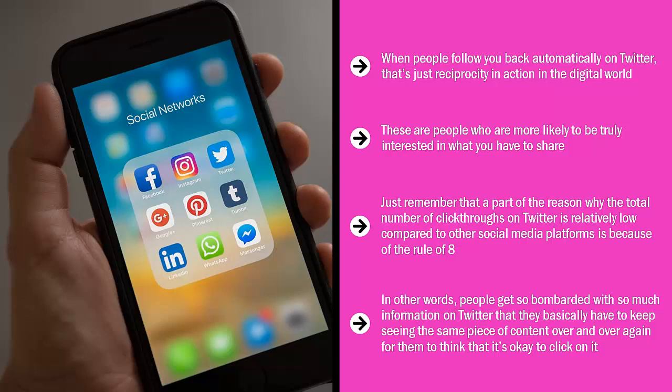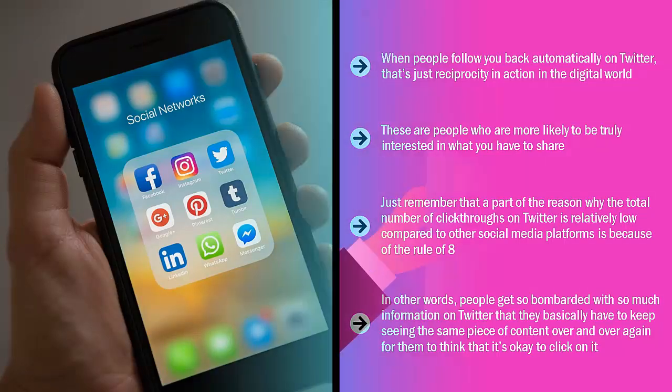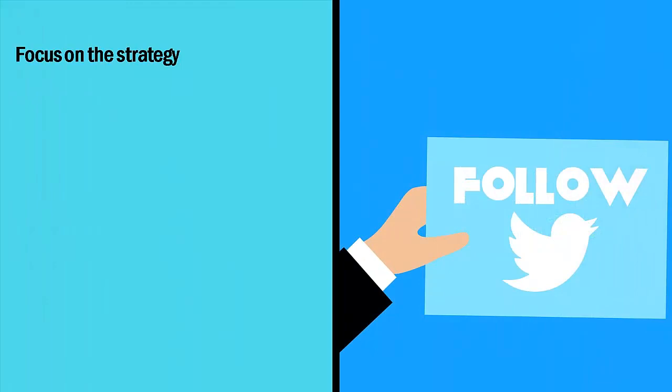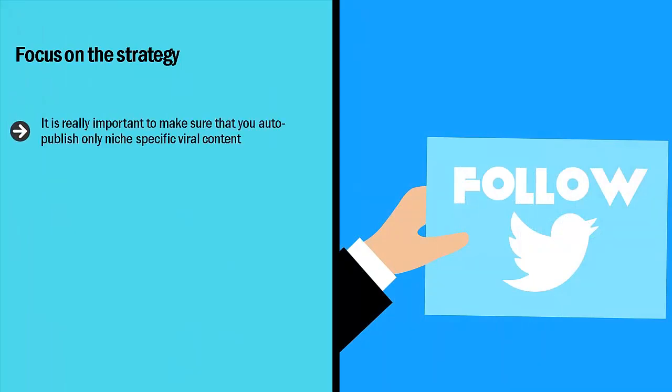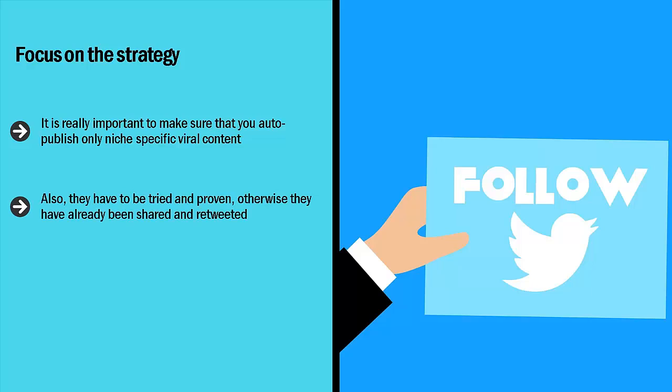Whatever the case may be, keep retweeting your stuff using tools like Hootsuite while at the same time directly following active followers of your competitors. Focus on this strategy. It is really important to make sure that you auto-publish only niche-specific viral content. I mean, you should already understand this, but if you are still fuzzy on the concept, you have to make sure that all the curated materials that you are producing are on point. They have to be niche specific. Also, they have to be tried and proven. Otherwise, they have already been shared and retweeted. This is not new stuff. This is not stuff that somebody just came up with. This is material that has been going around because you know people are interested in this stuff.